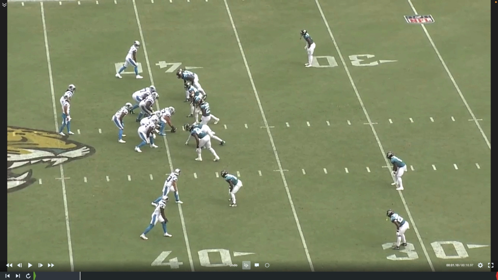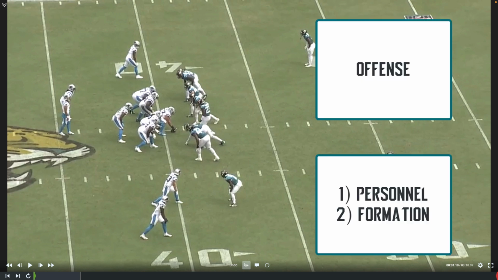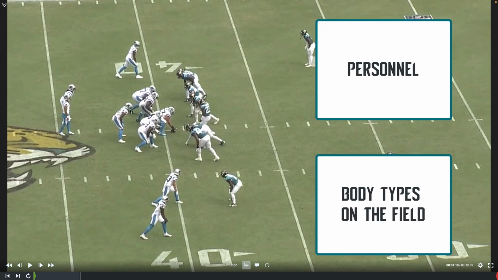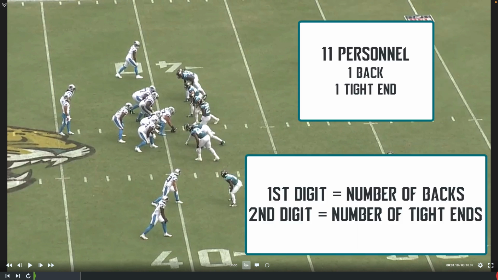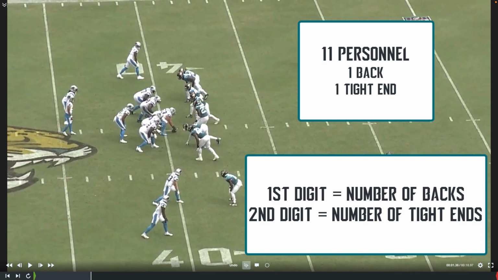First, we need to look at the offense. We want to identify the personnel grouping and the formation. All right, so what's the personnel grouping? What body types are on the field? In this particular example, the Carolina Panthers are lined up in what we call 11 personnel. That's one back, one tight end, and then that's going to leave us with 1, 2, 3 wide receivers, right? So that's the personnel grouping. They are in 11 personnel, one back, one tight end.